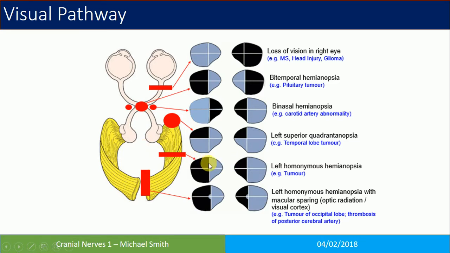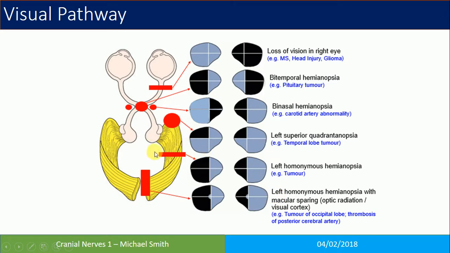The same thing can happen on the superior visual fibers, affecting the inferior part of our visual field. And this would be a left inferior quadrantanopia.